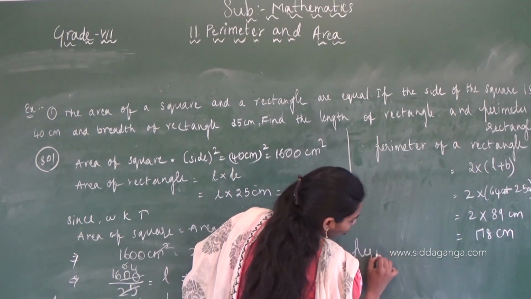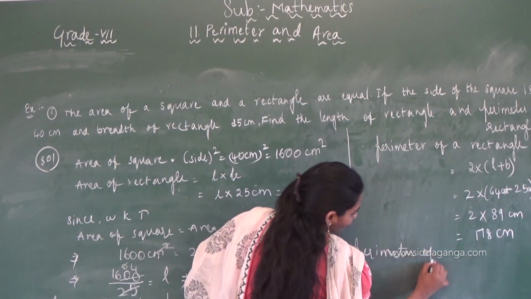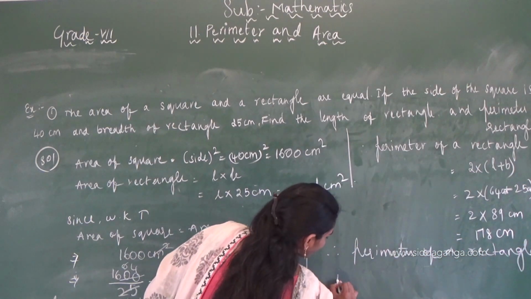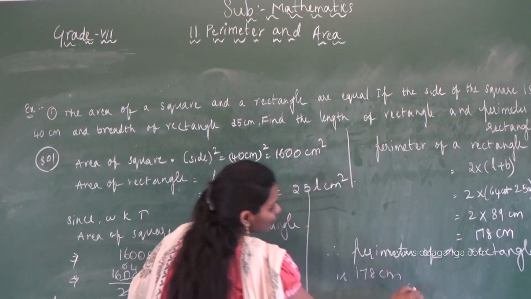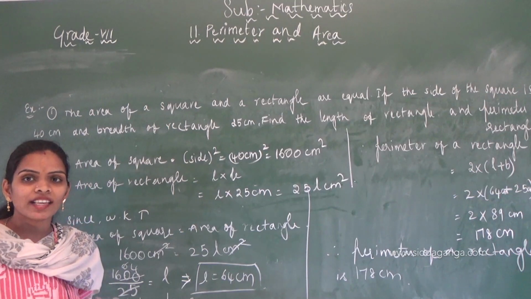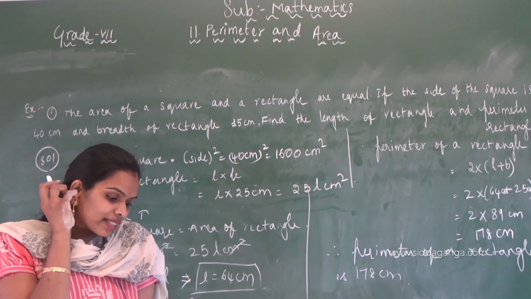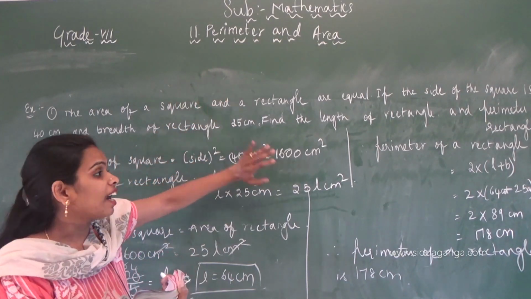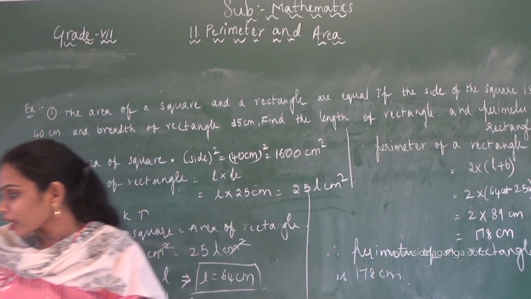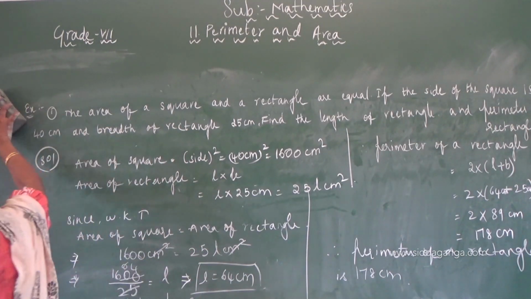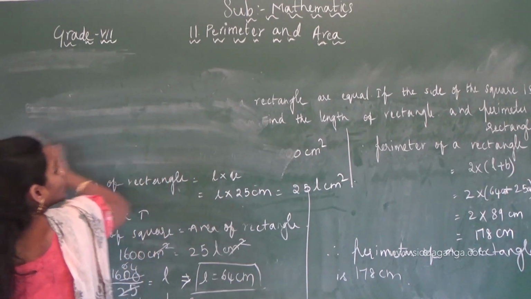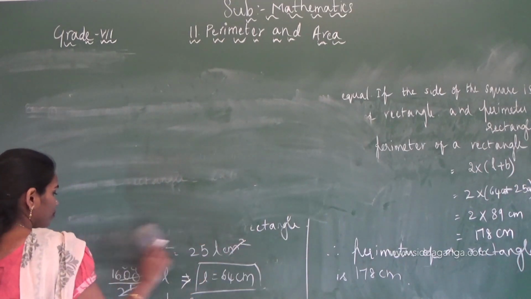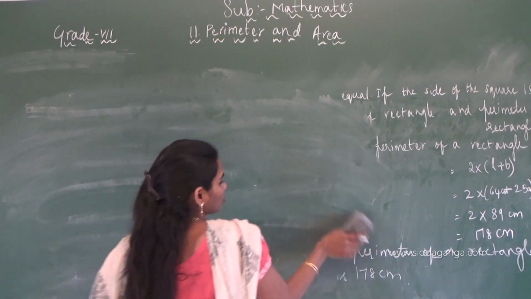Therefore, the perimeter of the rectangle is 178 centimeters. Like that, whatever they ask in the question, you have to understand it carefully and then go through the problem by using the formulas that we have learned. Now I am doing the exercise problems.